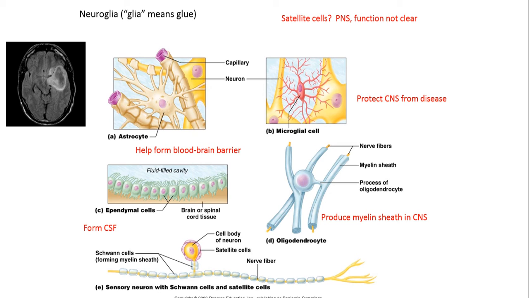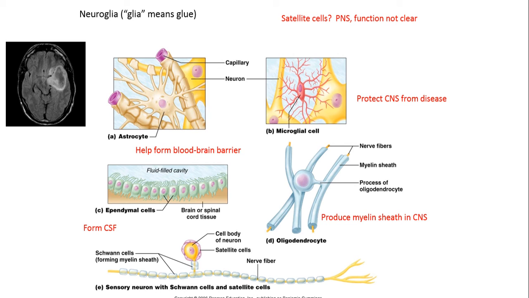The oligodendrocytes produce the myelin sheaths, those white coverings that we associate with nerve impulse speeding. These occur in the central nervous system, where Schwann cells do the same thing in the peripheral nervous system. The ependymal cells are also neuroglial cells. They produce the cerebrospinal fluid that travels within our brain and around our spinal cord, and we'll look at the purposes of the cerebrospinal fluid a little bit later.